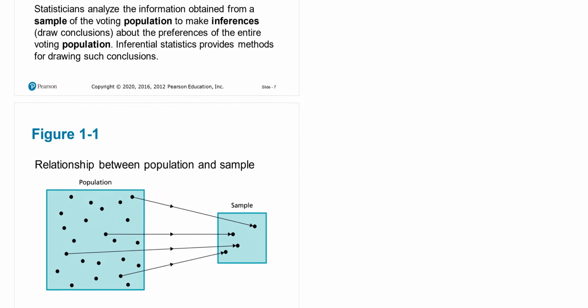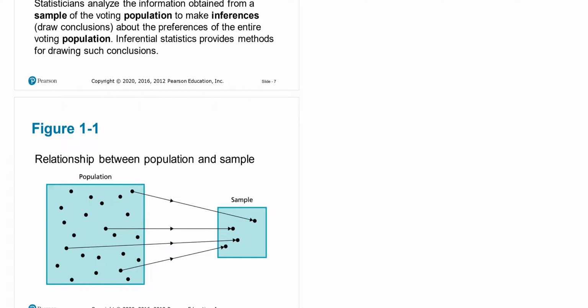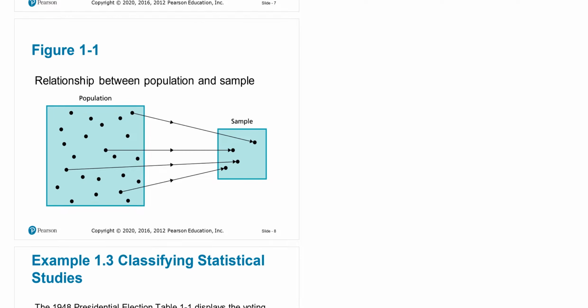As a figure here, they drew a population, similar to the figure I sketched earlier, and then there's a sample. So you have no access to the entire population, or it is almost impossible to access. But what you can do is pick a sample or draw different samples, and then from those samples, study the sample by organizing and summarizing the data, then analyze it and draw a conclusion about the entire population. That's what this diagram is about.